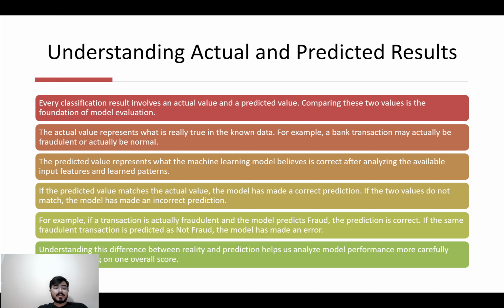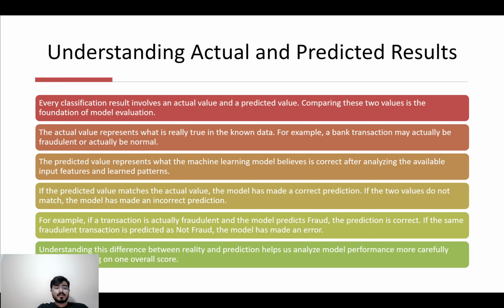If the predicted result matches the actual result, the model has made a correct prediction. If the two values are different, the model has made an incorrect prediction. So let's understand this with a simple fraud detection example. Suppose a bank transaction is actually fraudulent. If the model predicts fraud, then the prediction is correct because the model successfully identified the fraud.